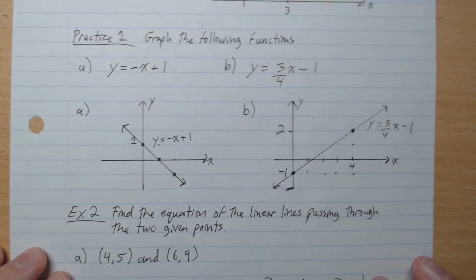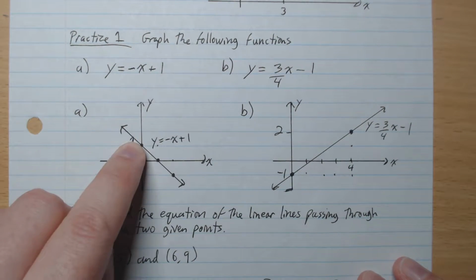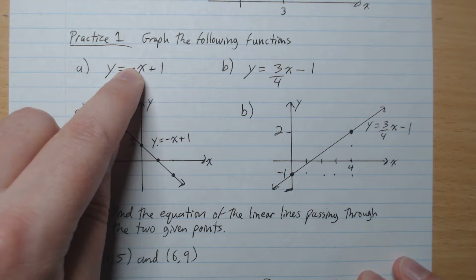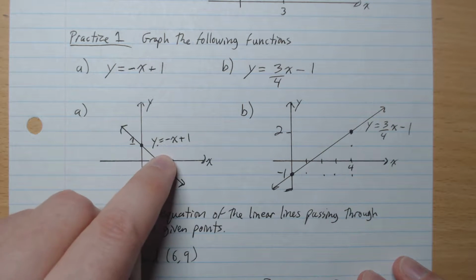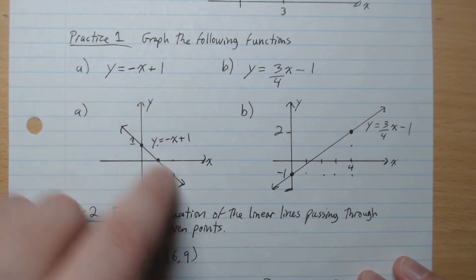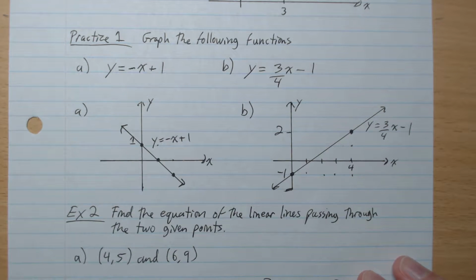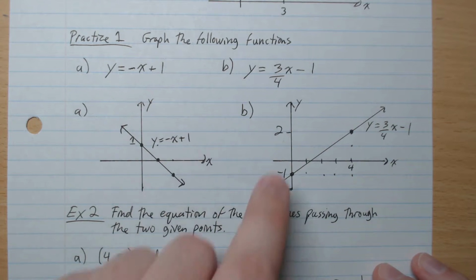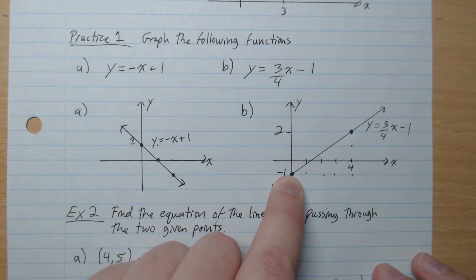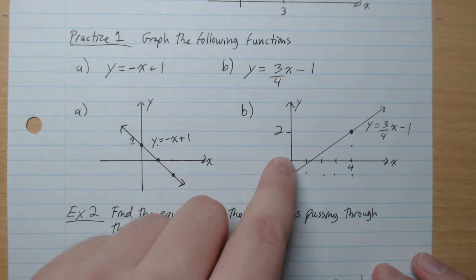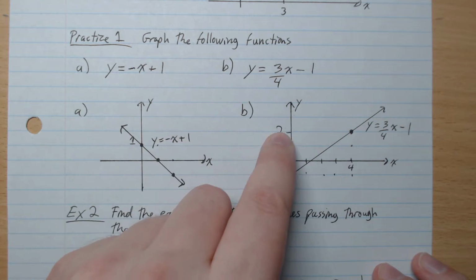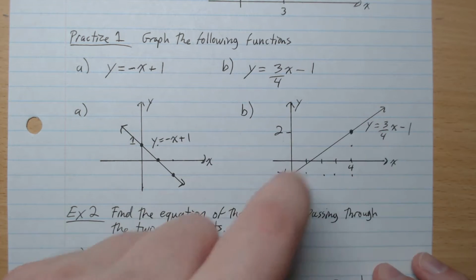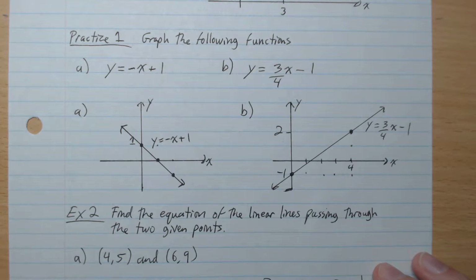Okay, we're back. So we're starting at 1. The slope is negative 1 over 1, so we go down 1 over 1, down 1 over 1. Connect like that, and so there's the graph of our function. b, we're starting at negative 1 is our y-intercept. Up by 3, 1, 2, 3, and over by 4, 1, 2, 3, 4. Connect those dots, and there's the graph of our function.